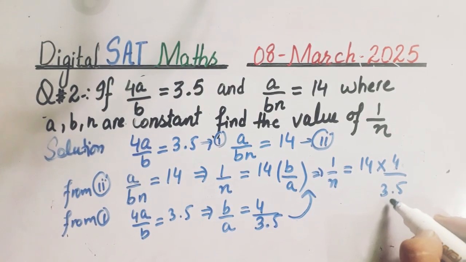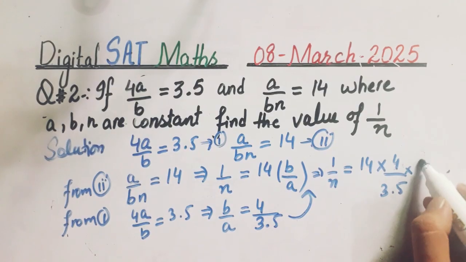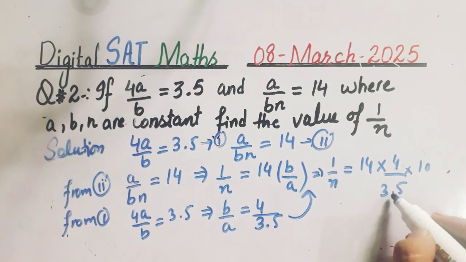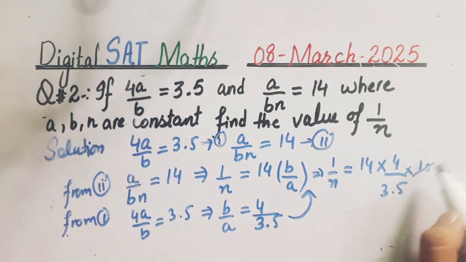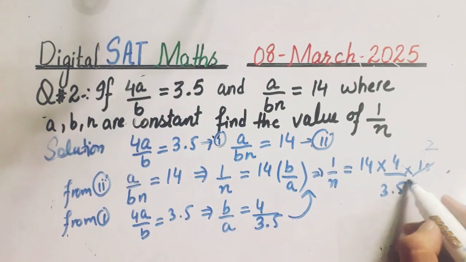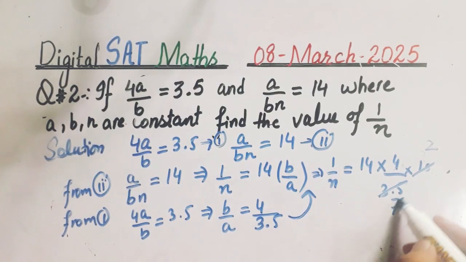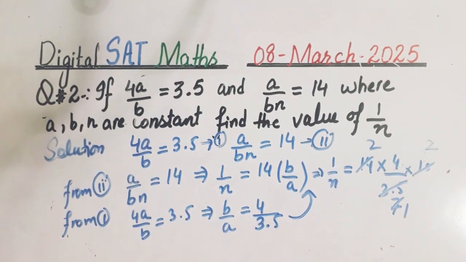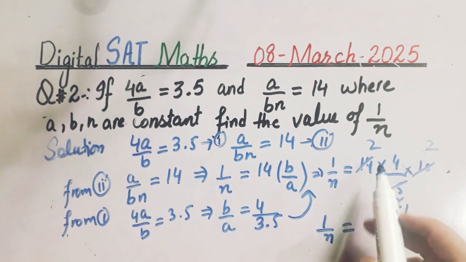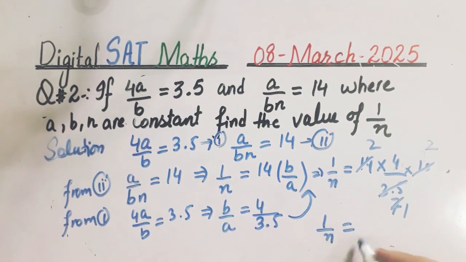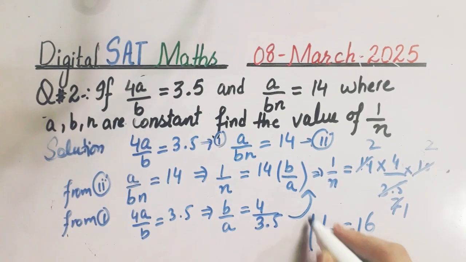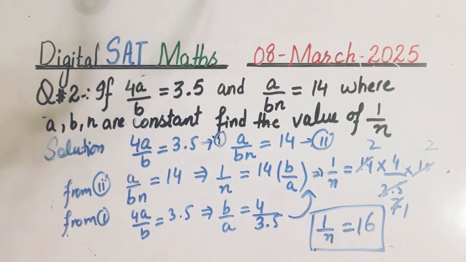So multiply this by 10 to eliminate this decimal. We have 5 2s are 10, 5 7s are 35, 7 1s are 7, 7 2s are 14. So 1 over n equals 2 into 4, 8, 8 into 2 is 16. So our answer is 16. So this will be the answer.